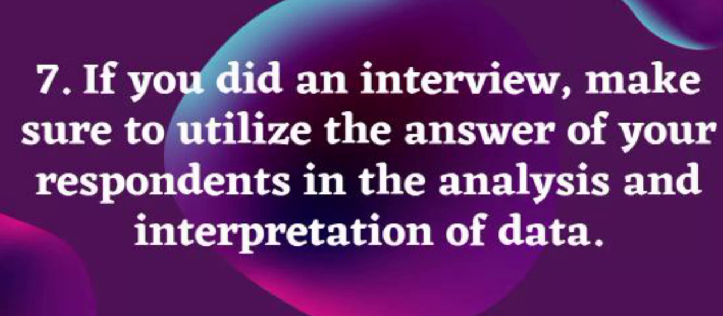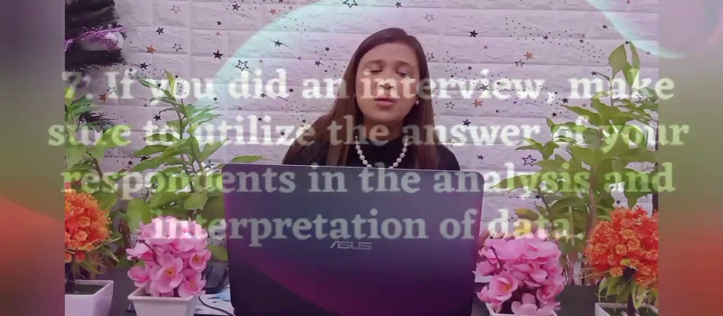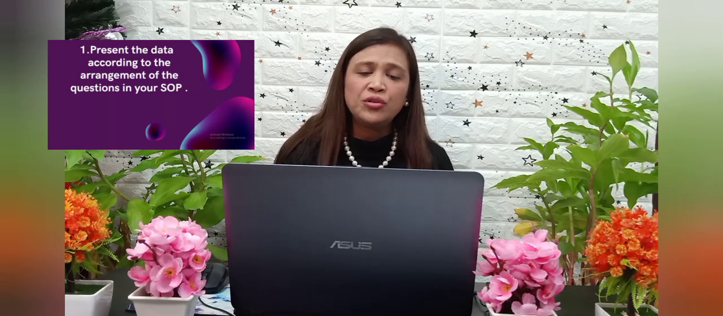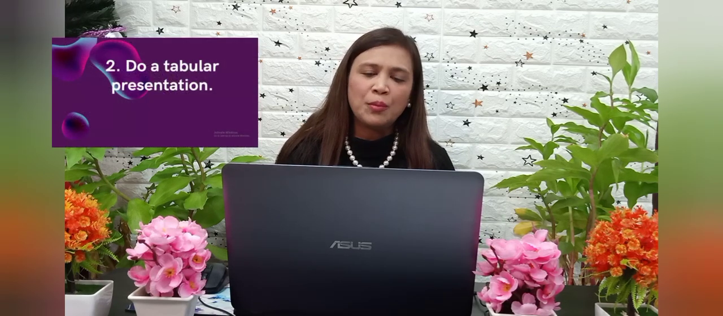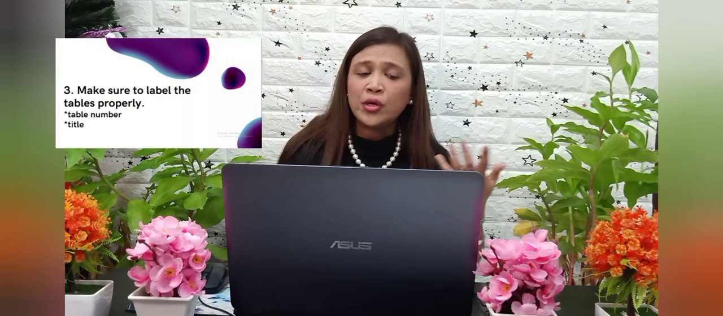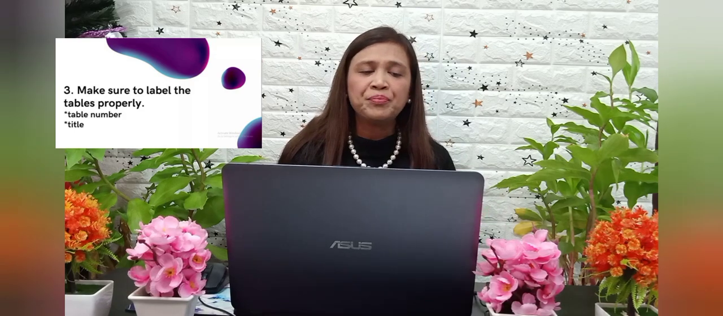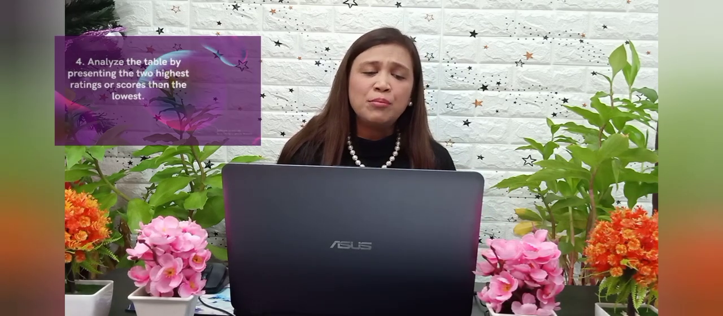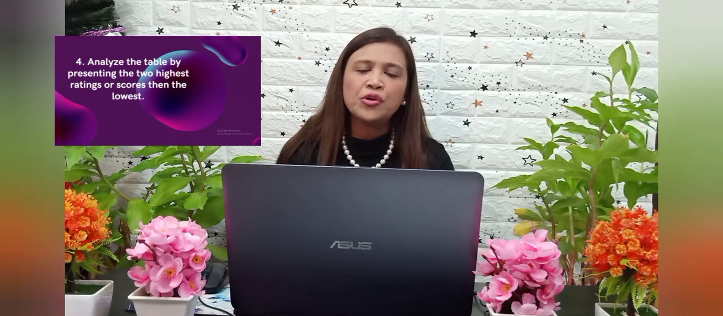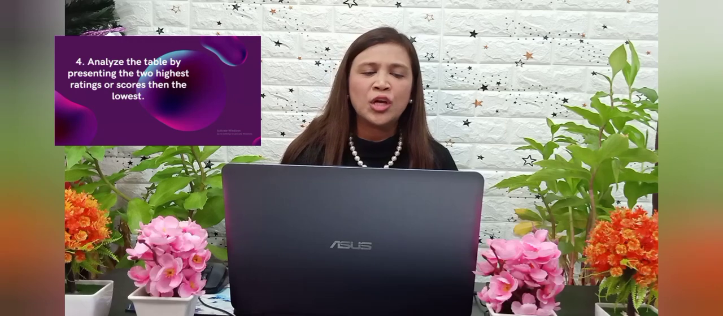Okay, let's now have a recap. I'm done already with chapter 4. So recap, we have here, present the data according to the arrangement of the questions in your SOP. Do a tabular presentation. Make sure to label the tables properly in terms of table number and title. 4. Analyze the table by presenting the highest ratings or scores, then the lowest. And then, this is how you're supposed to do the table presentation.